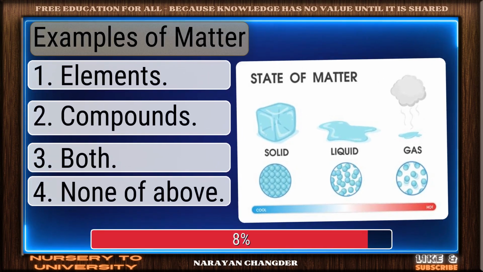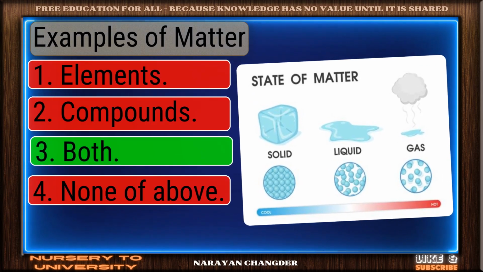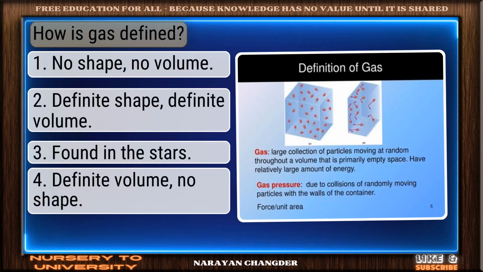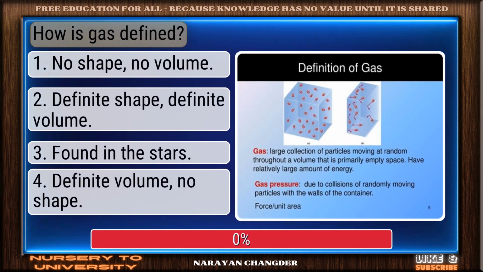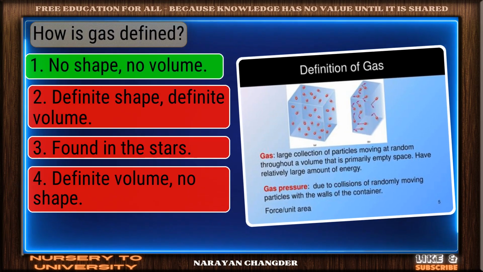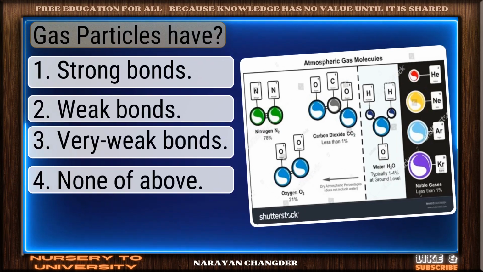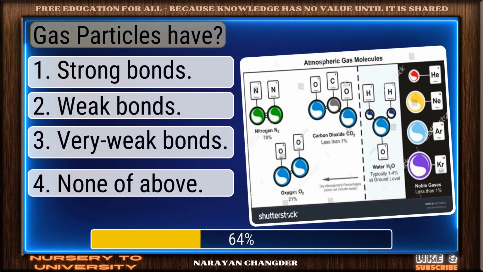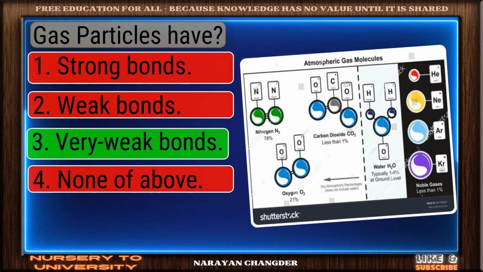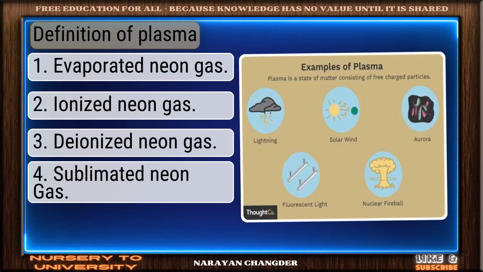Examples of matter. Solid response. Both is a valid choice. How is gas defined? Strong choice. No shape, no volume is the right answer. Gas particles have. Good job. Your answer, very weak bonds, works well here.